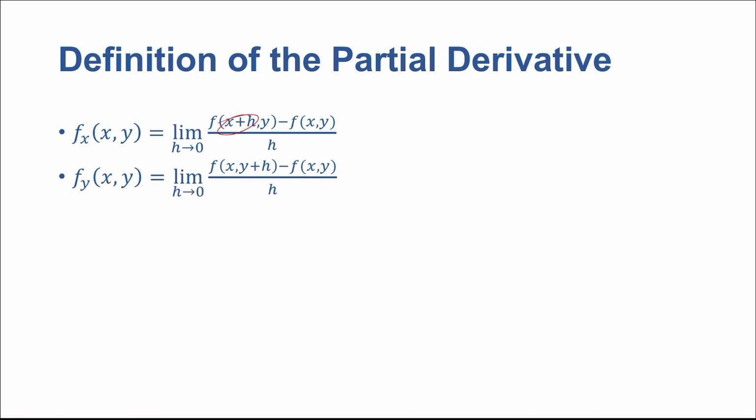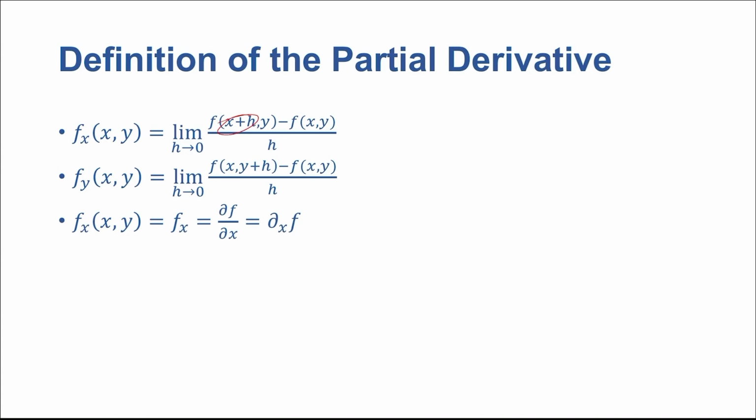And then we can define very similarly for the y derivative. So the partial derivative with respect to y of f of x y is equal to the limit as h approaches 0 of f of x comma y plus h minus f of x comma y over h. So that is how we define the partial derivative, but now we want to talk about notation.